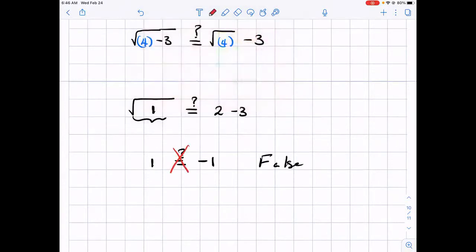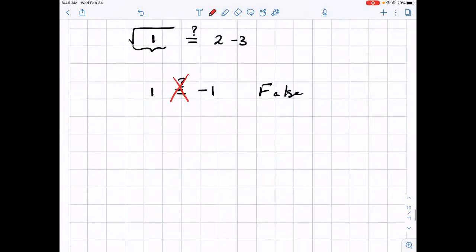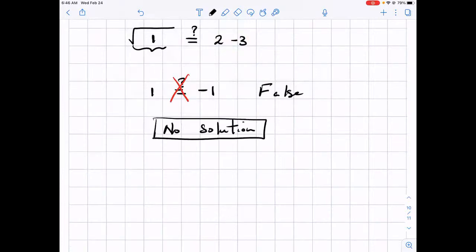Okay? False. So there was only one solution to check here. So this problem has no solution. Yes? This problem, when we solve it, will have no solution. So it's very common that when you check, we introduce extraneous solutions, so we don't have to get a solution.